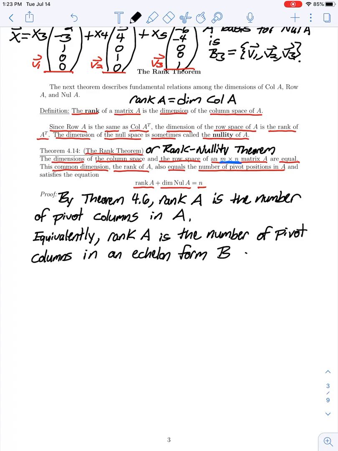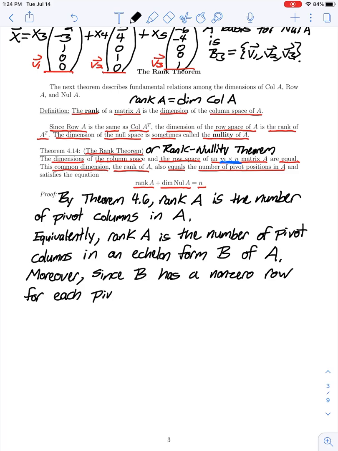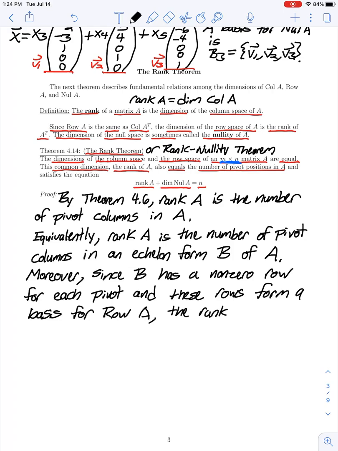Let's call the echelon form of our matrix A, matrix B. Moreover, we can say that since the echelon form B has a non-zero row for each pivot, and these rows form a basis for the row space of A, the rank of a matrix A must be equal to the dimension of the row space of A. That is, the dimension of the column space must be the same as the dimension of the row space.